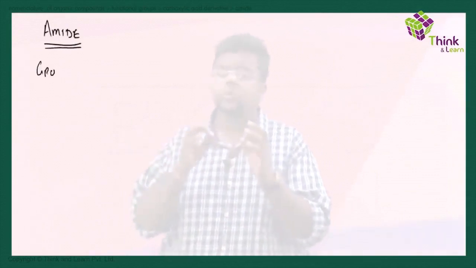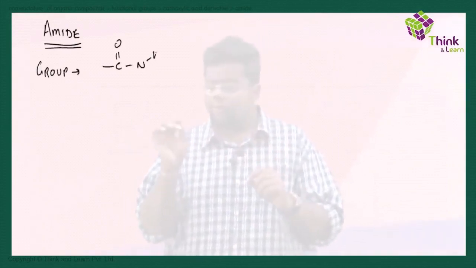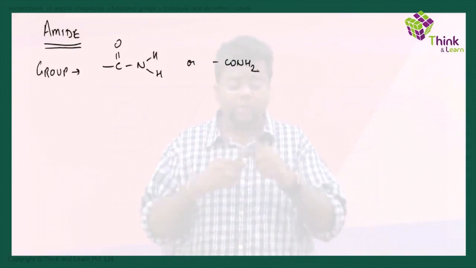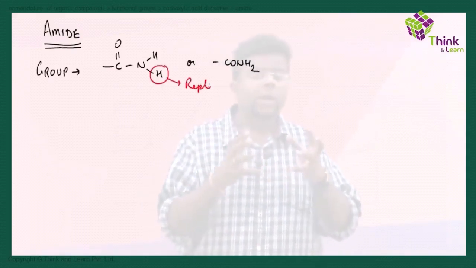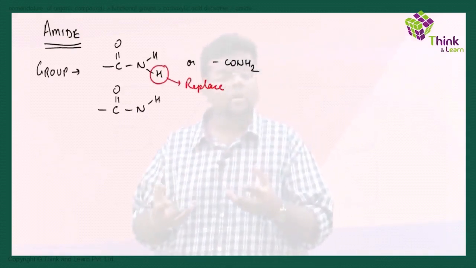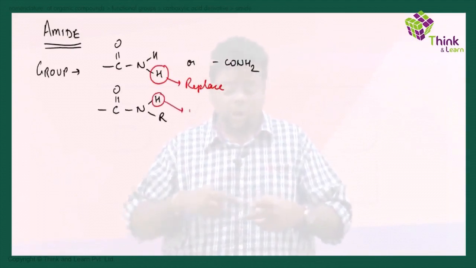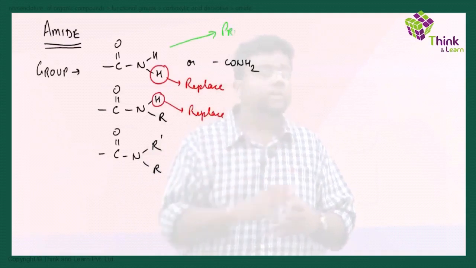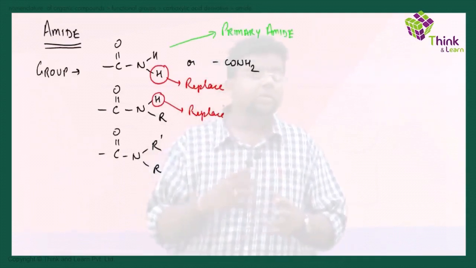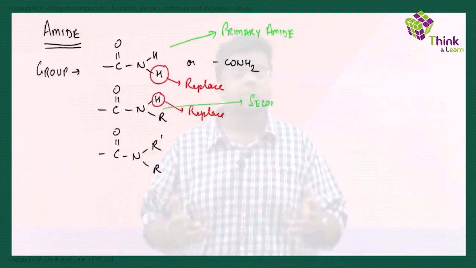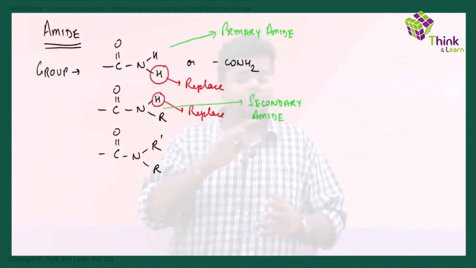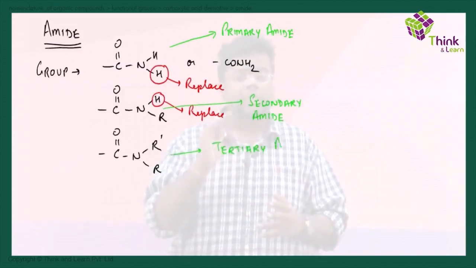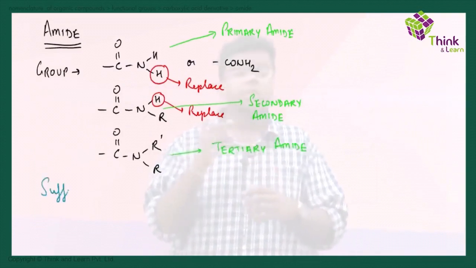So the next derivative of carboxylic acid that we have is amide. The group is something like this, which is CONH2. And if I replace the H with one alkyl group, I get a different amide. If I replace another hydrogen, I get a different amide. The first amide that I get is called the primary amide, the second one is the secondary amide, and the third is the tertiary amide. So in the primary, no alkyl groups on nitrogen, in secondary, one alkyl group, and in tertiary, two alkyl groups.